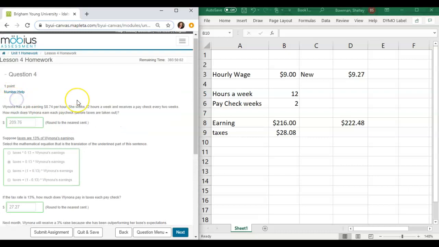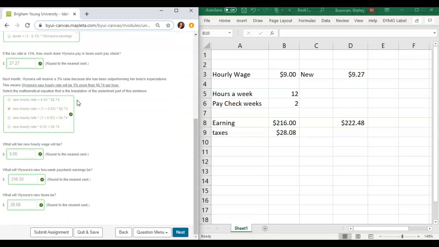We can click How Did I Do? And scroll through to make sure all of the green check marks line up.